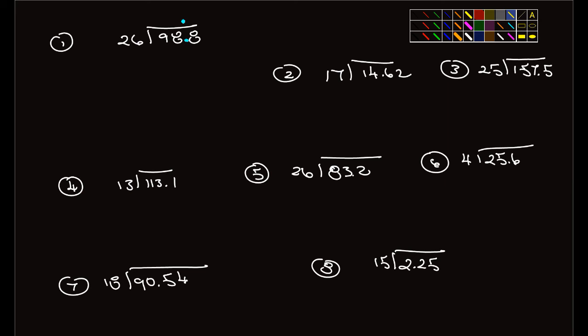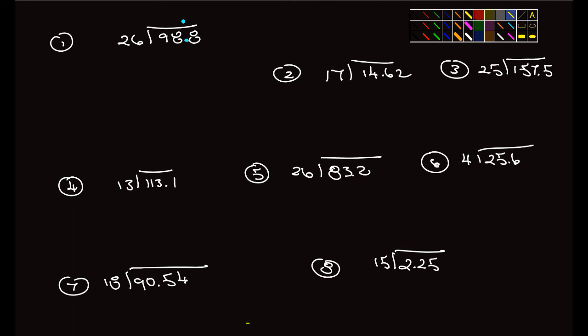How many times does 26 go into 9? Well, it doesn't. It doesn't fit. How many times does 26 go into 98? I don't know. Now think about it this way. Use compatible numbers in this particular case. 98, what's that pretty close to? That's pretty close to 100. What's 26 pretty close to? Well, 25.